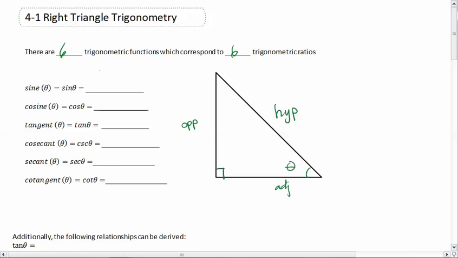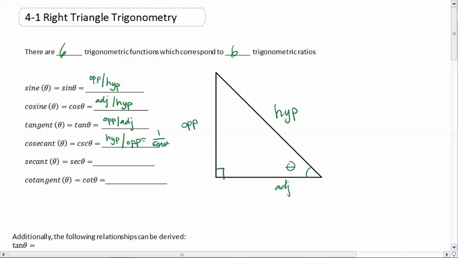So sine theta can be defined as opposite over hypotenuse. Cosine theta is the same as adjacent over hypotenuse. Tangent theta is the same as opposite over adjacent. Cosecant theta, CSC theta, is the same as hypotenuse over opposite, which we can also say is the same as 1 over sine theta. So sine theta and cosecant are reciprocals to each other.